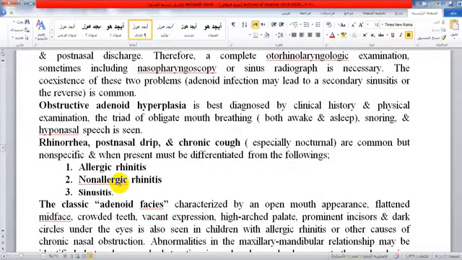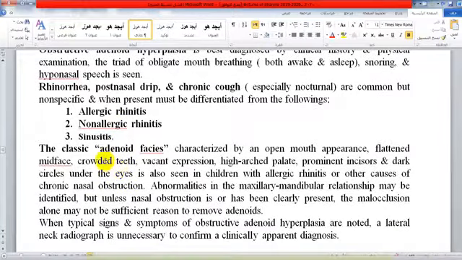Really, we have three symptoms which are very important, not only for the adenoids, but must be differentiated from other diseases. Rhinorrhea, postnasal drip, and chronic cough, especially nocturnal, are common, but they are non-specific, and when present must be differentiated from the following: allergic rhinitis, non-allergic rhinitis, and sinusitis.